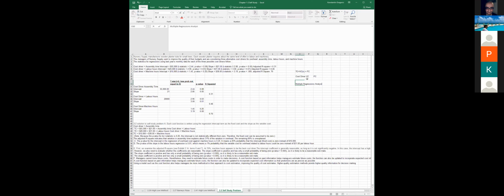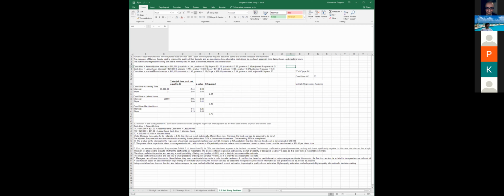So for the purposes of this course, all you need to know is to interpret the numbers. When you run your regression analysis, you've got one cost driver, basically, 55,000 in fixed cost. The T statistic is 2.44. The P is 0.08, your P statistic. Your adjusted R squared is 0.31. So number one, the R squared basically measures your correlation.